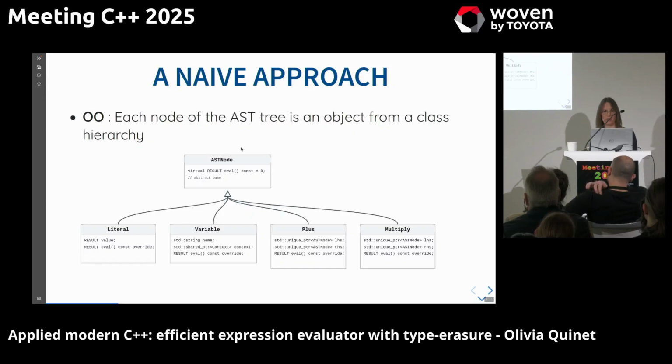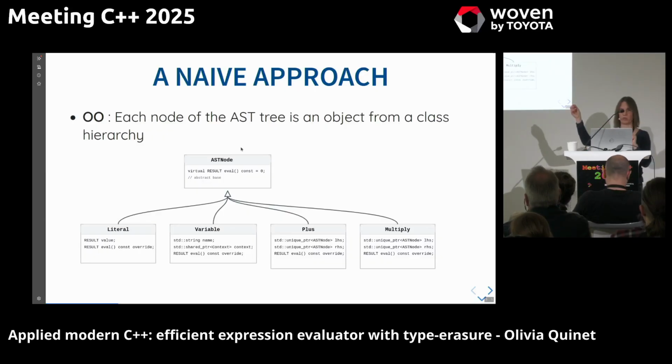And a naive approach to implement those nodes is the object-oriented one, of course. So you have a base class called ExprNode with a virtual function eval that returns a result. And you define derived classes for each type of node that you have. So here for the expression, you have a literal and a variable. The literal will simply contain the value. The variable will contain the name of the variable plus a pointer to the context. For the plus and the multiply, you will have a pointer to the left and right-hand side nodes.